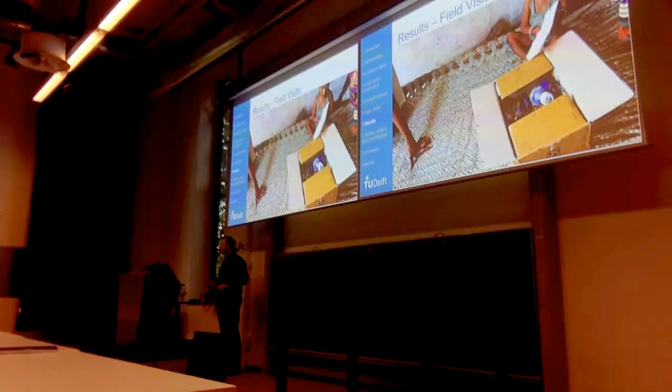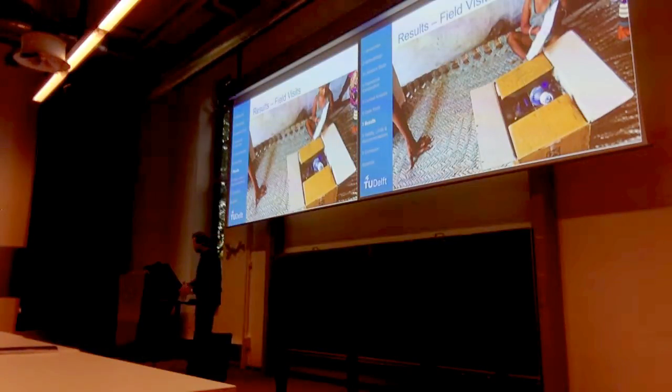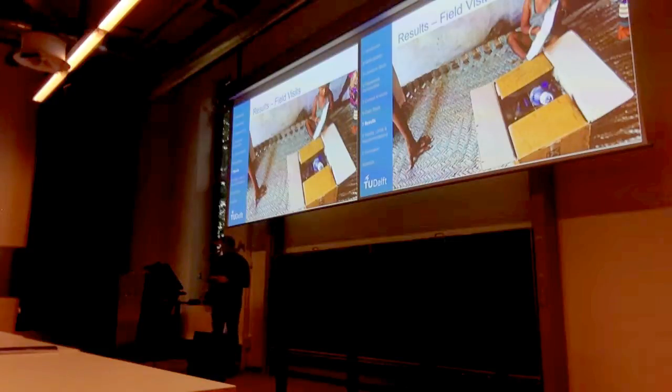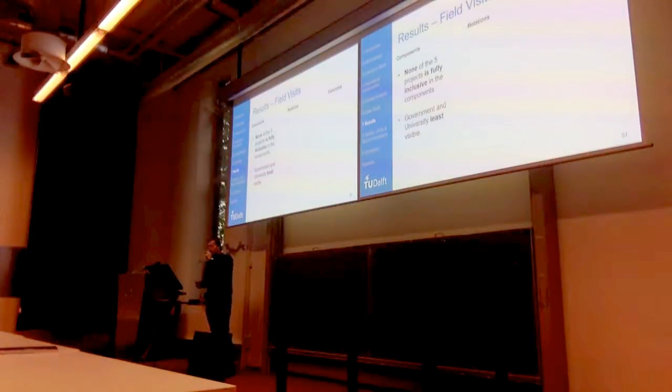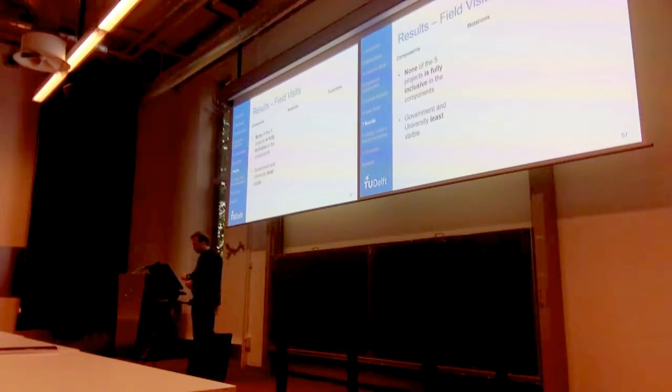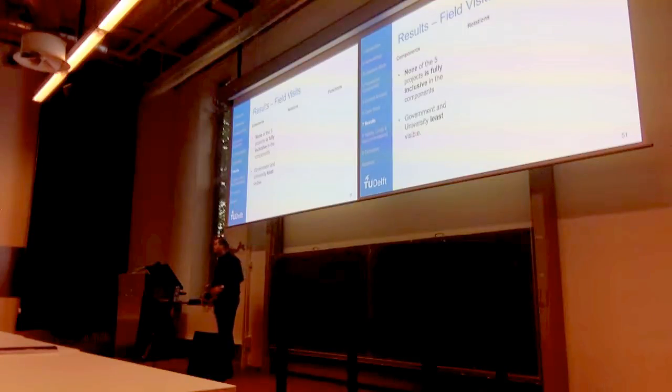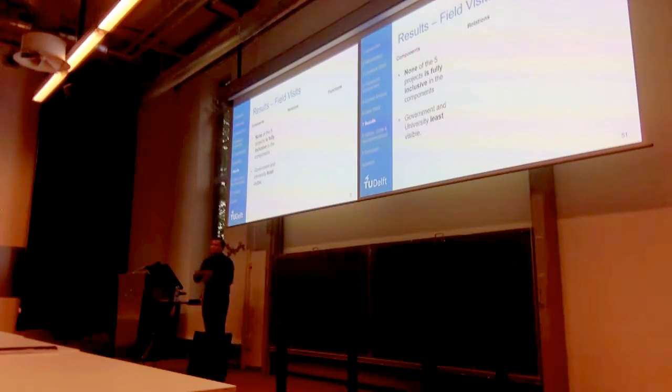Now, the field visits. I visited 5 projects in the field, talking to the people. And what we found from that is that actually none of those 5 projects was fully inclusive. None created all the capitals that you would need for a responsible innovation system. And government and university were the least visible of these.